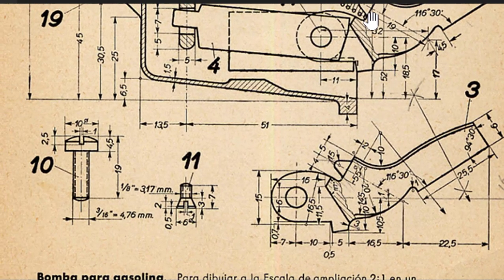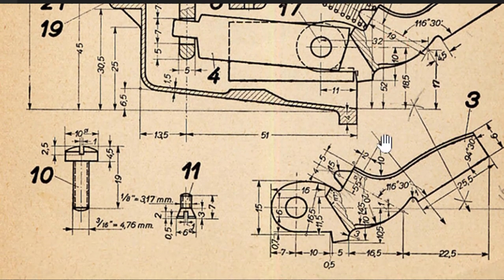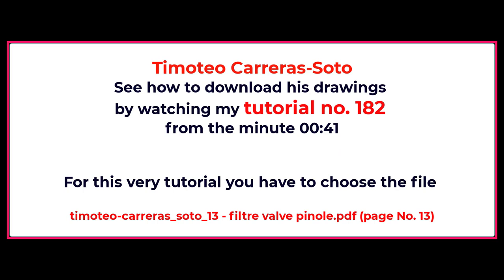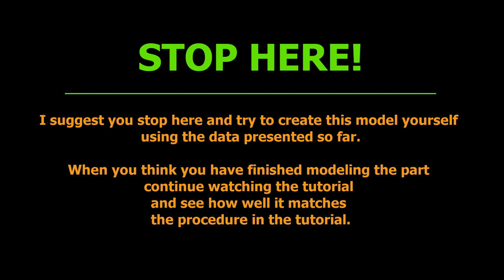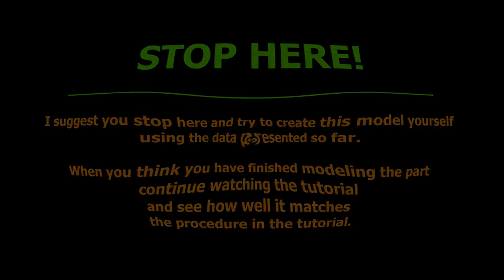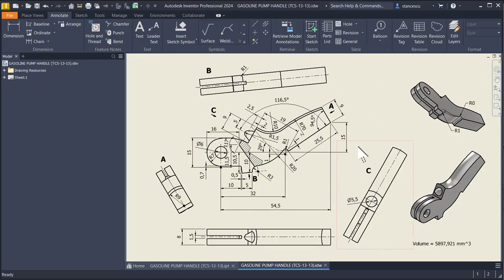Some of them are here. For instance, 19 is not here. This part is taken from Timoteo Carras Soto drawings, and you can download it by watching the tutorial number 182. This is my drawing. You see that many dimensions. Let's start, my friends.